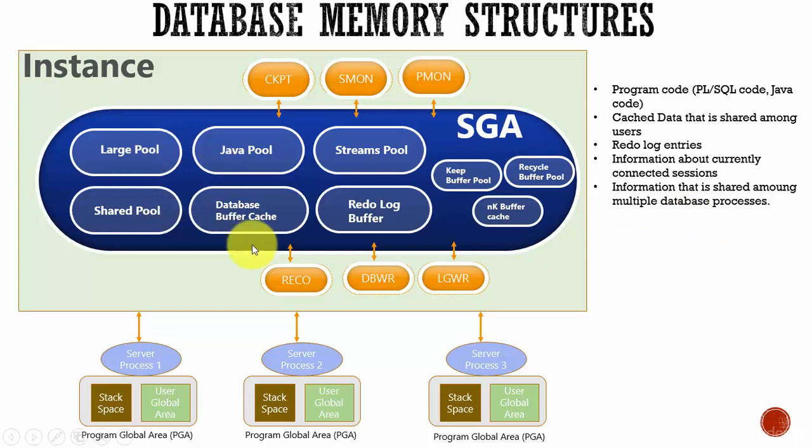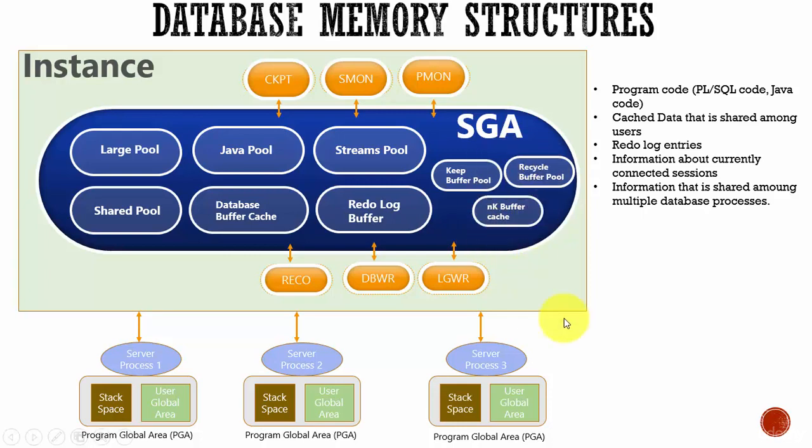Each of these memory structures within the shared global area will help in storing various information related to the database. The reason it is called shared is because all the information present in this shared global area is shared by all the processes.